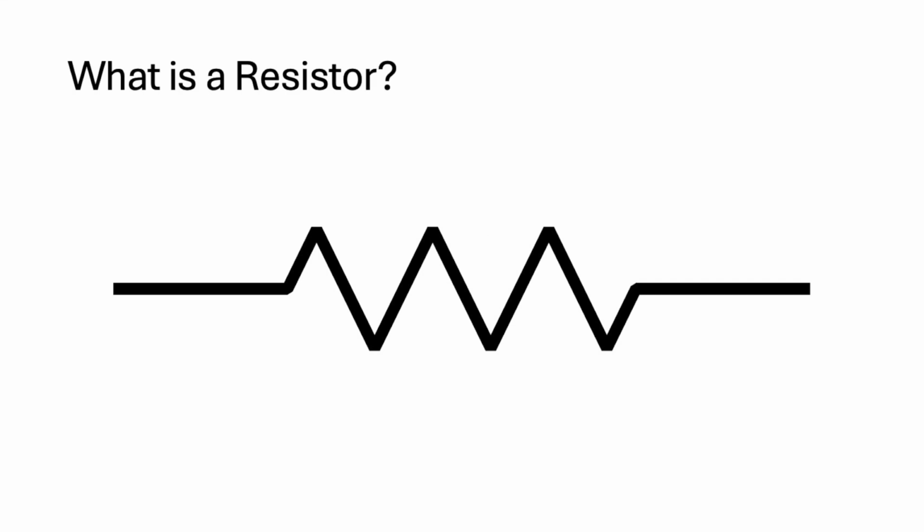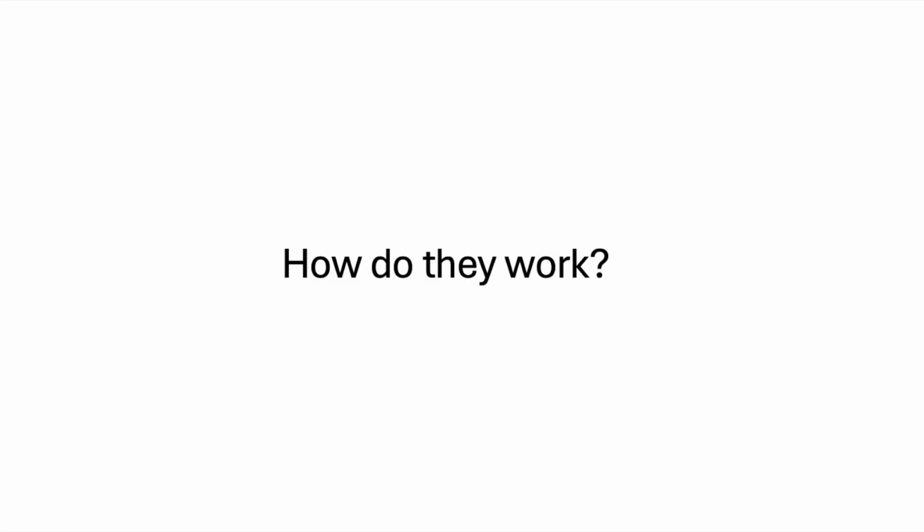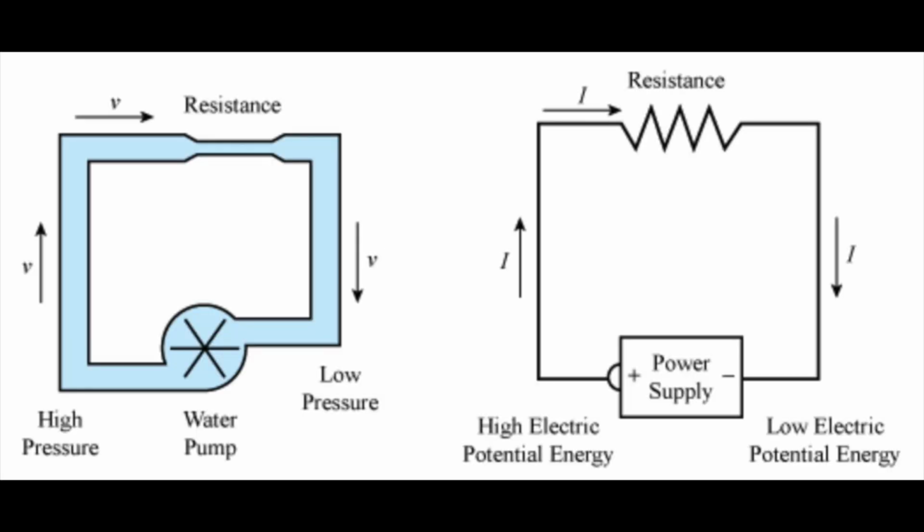So to start, what is a resistor? A resistor is an electrical component that slows down the flow of electrons in a circuit. Resistors work by resisting the flow of electrons in a circuit. This is usually done by incorporating a material that has more resistance than the surrounding wire in the circuit, for example, nickel. An analogy that helped me understand how they work is this picture.